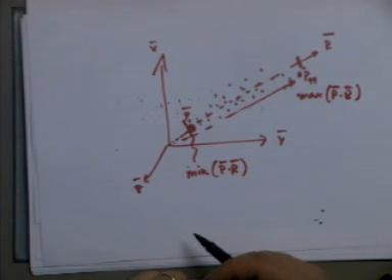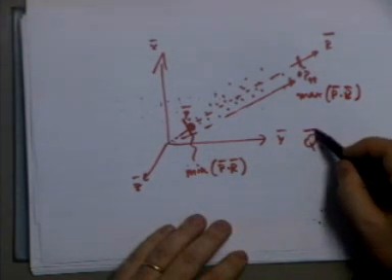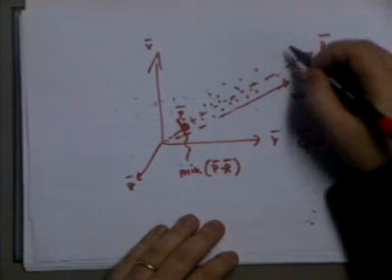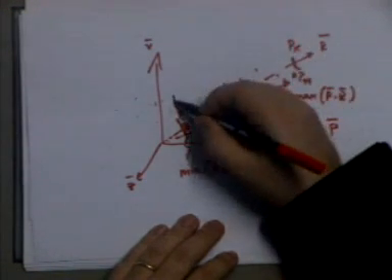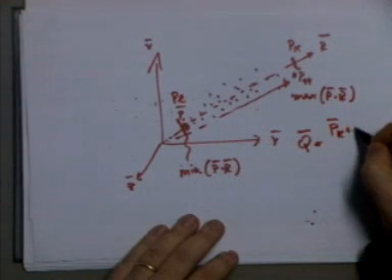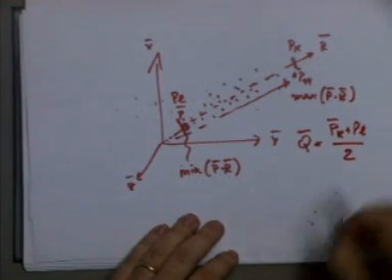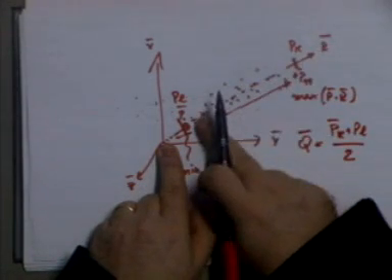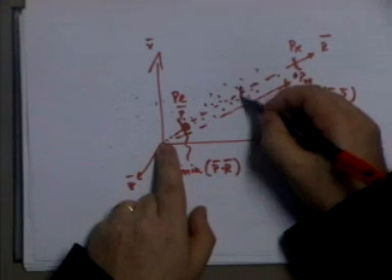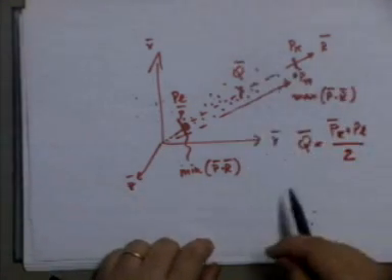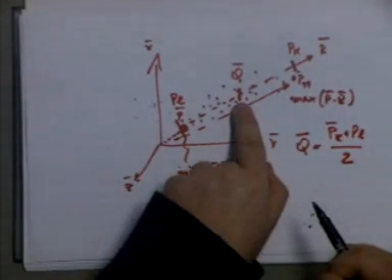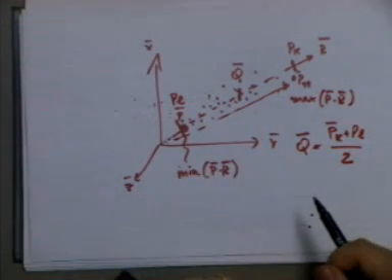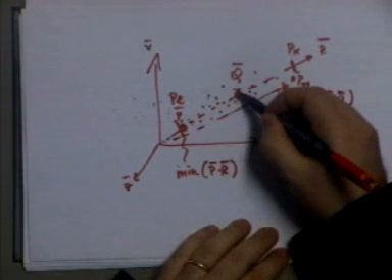Then, obviously, I go and look for the center. So this will be Pk and Pl, divided by 2. So I take this plus this divided by 2. This will be Q. This will be the center of my sphere.